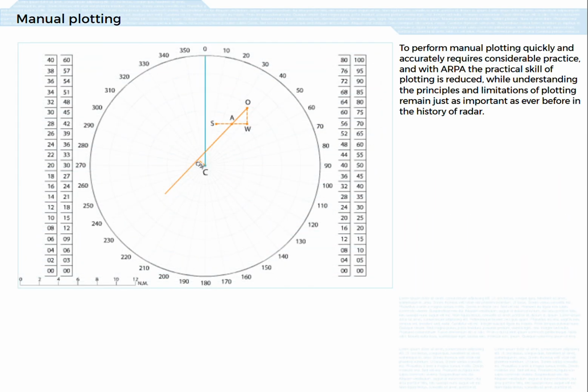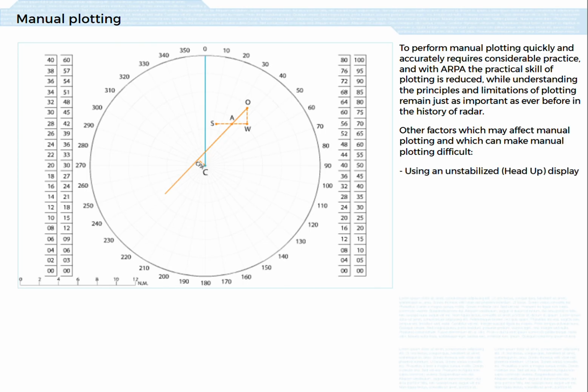To perform manual plotting quickly and accurately requires considerable practice, and with ARPA, the practical skill of plotting is reduced, while understanding the principles and limitations of plotting remain just as important as ever before in the history of radar. Other factors which may affect manual plotting and which can make manual plotting difficult: using an unstabilized display, maneuvering of own ship, extremely rough weather conditions.